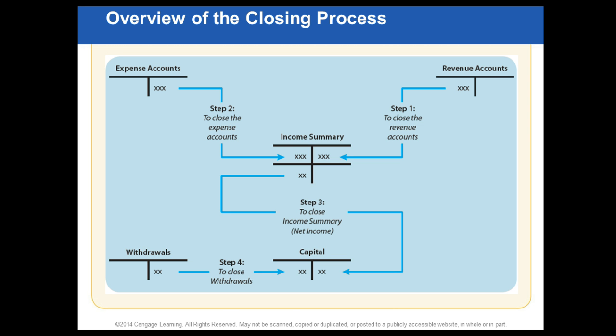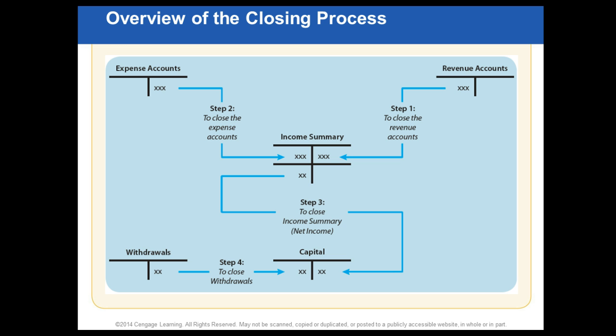Then, if we have a normal net income balance, which would end up being a credit to the income summary, to zero it out, we're going to debit it. So our income summary balance is actually totally zero. It's wiped out. And we credit our capital to increase.